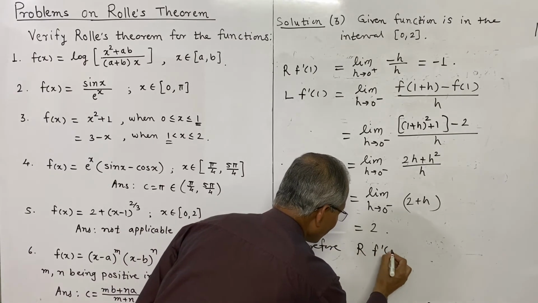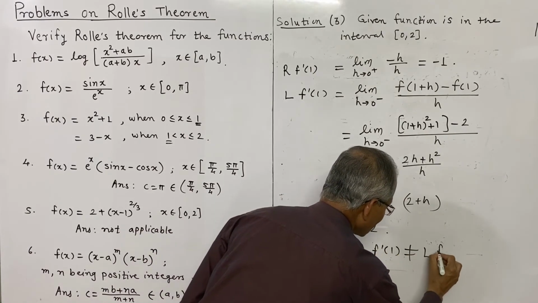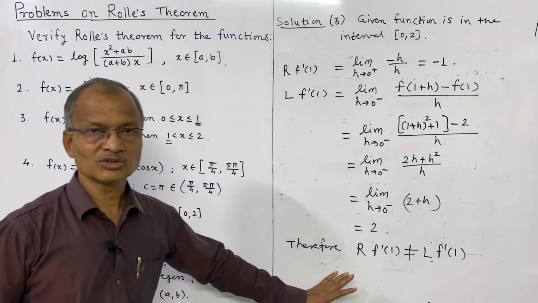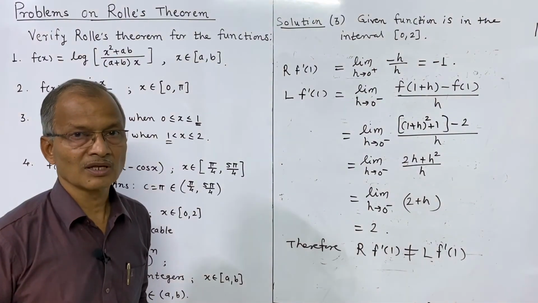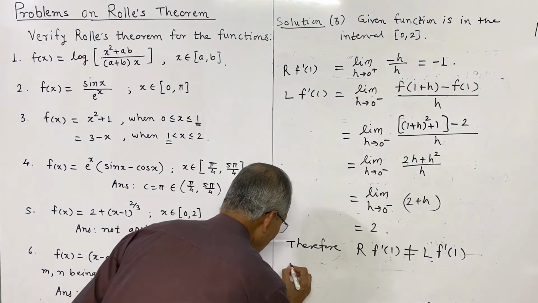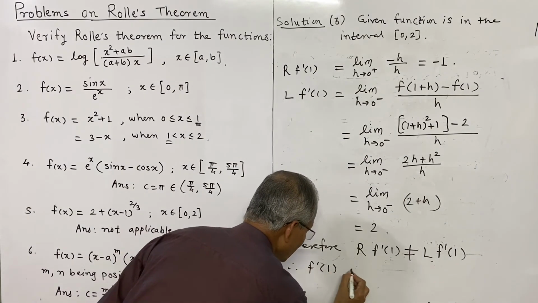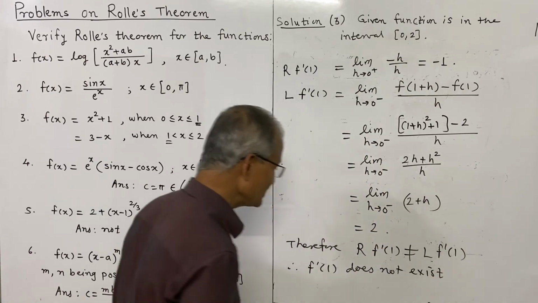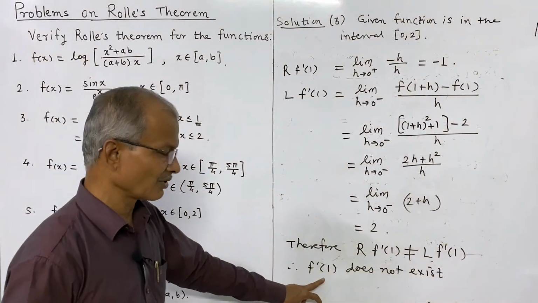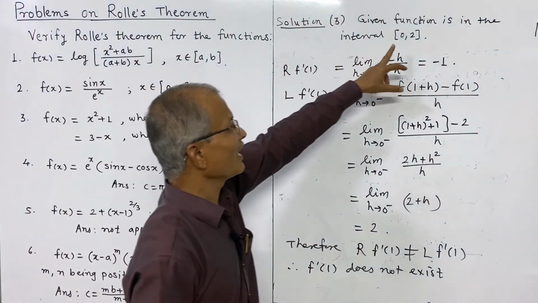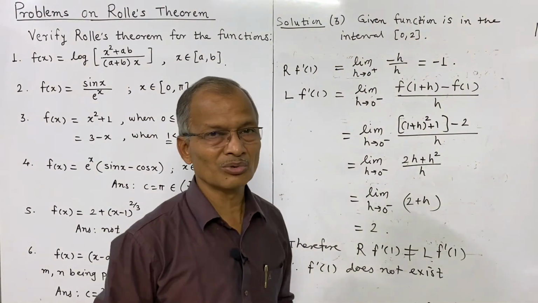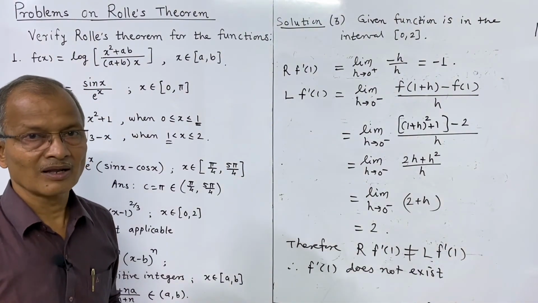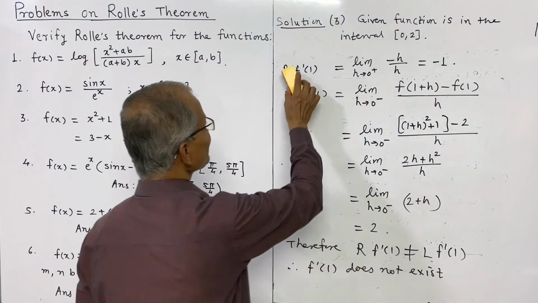R f dash of 1 is not equal to L f dash of 1. If these are unequal, we say the function's derivative does not exist. F dash 1 does not exist. Therefore f dash of 1 does not exist, which means the function is not derivable at x equal to 1, and x equal to 1 is a point in the open interval 0 to 2, and therefore we say the function is not derivable in the open interval 0 to 2.